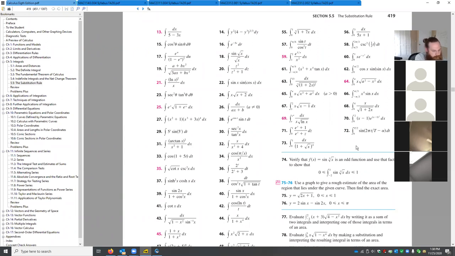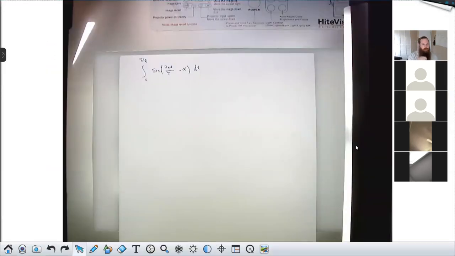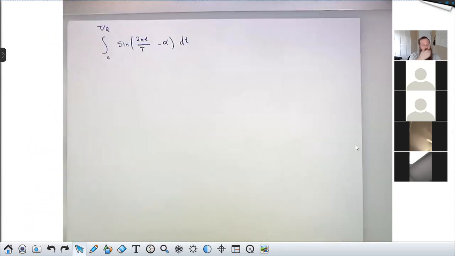So this is the integral from 0 to capital T over 2 of the sine of 2 pi little t over big T minus alpha d little t. Here we go. Yeah, the previous problem could have been done by combining the two substitutions in one. If you started with the substitution u equals 1 plus square root x, you could make it go through with a single substitution. But I feel like that's a pretty complicated thing to do in one step.